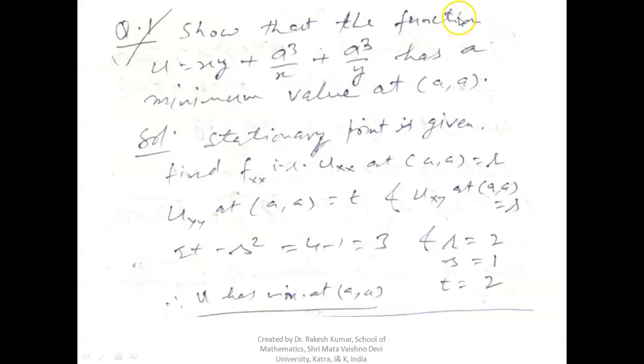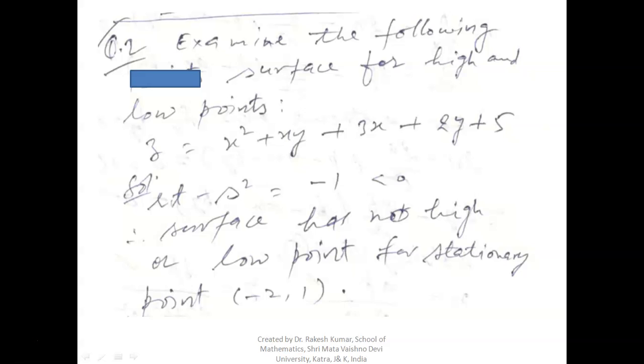Next question is, show that the function u equal to this has minimum value at a. Already given the stationary point, you simply have to check. So just find out fxx, that is uxx, uyy, uxy, find out rt minus s square, and then check whether this is greater than 0 and the value of r is positive, so it has minima at this. Question number 2, examine the following surface for high and low points, means simply for maxima and minima. So again doing the same thing, if you do it, it will be negative, so the surface has no high or low points at this point.